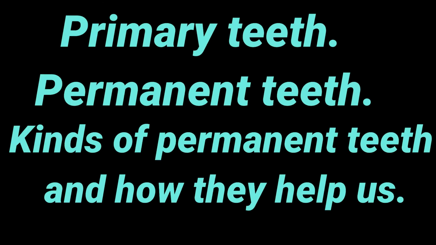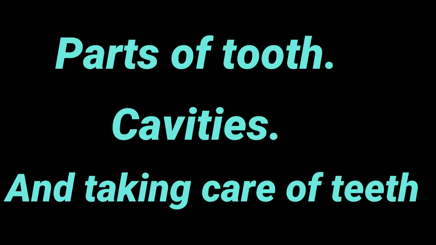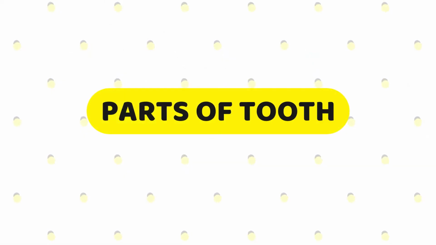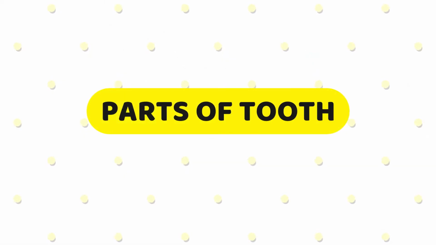In the previous class, we have learned about primary teeth, permanent teeth, and kinds of permanent teeth and how they help us. Today, let us learn about parts of tooth, cavities, and taking care of teeth. First, let us know about parts of tooth.